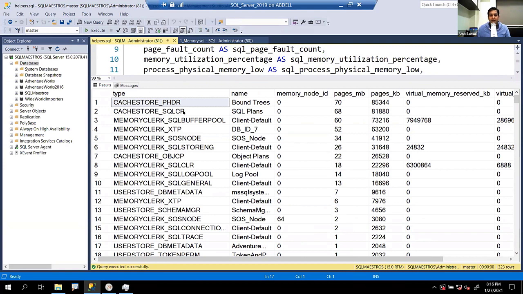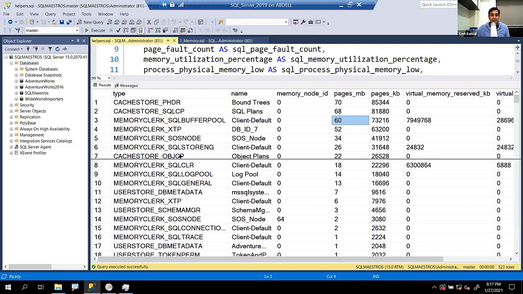Now, if you look at the clerks here, you can see PHDR, which is for boundaries, the SQL plans for the ad hoc plans. These are all consuming about 70 MB, 68 MB, 60 MB, and so on and so forth. Very limited use. It's a vanilla SQL Server installation, and I've just started it. So the memory consumptions are very low.